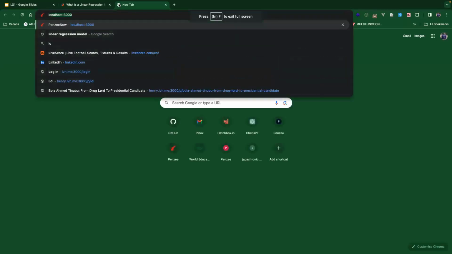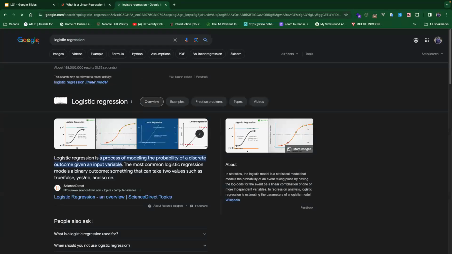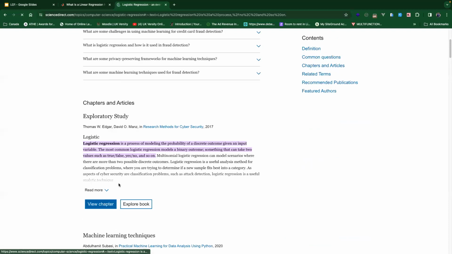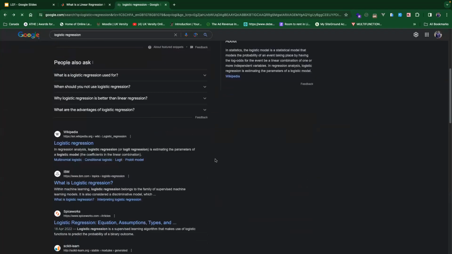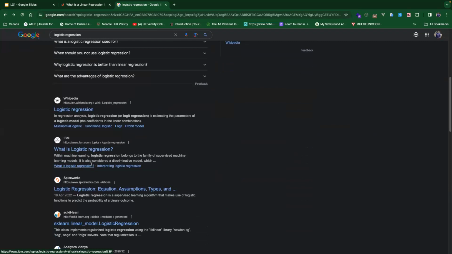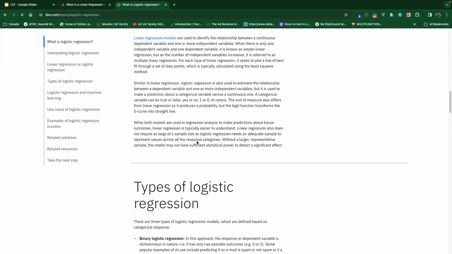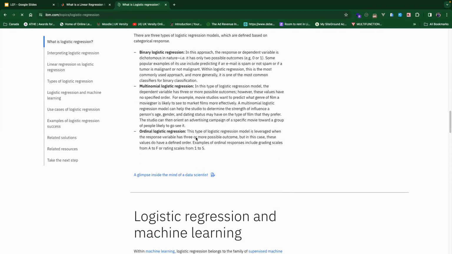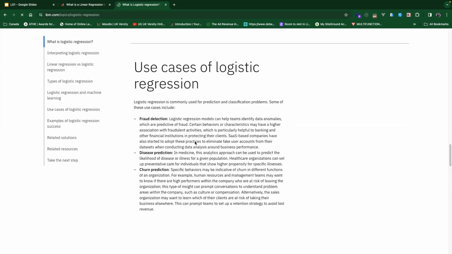We can also check what logistic regression means. This is a book, but obviously, you can check the IBM website for this. Yeah, so this provides us a detailed type of logistic regression, among other things. The use cases are fraud detection, disease prediction, and churn prediction.